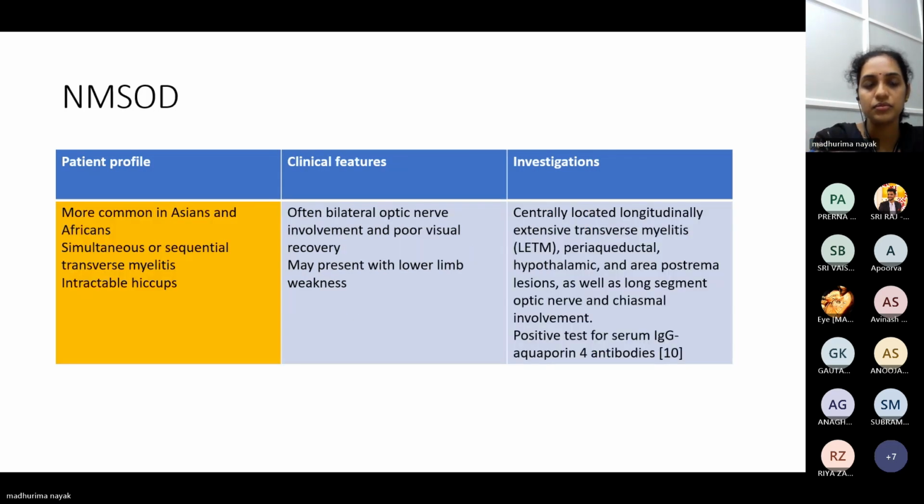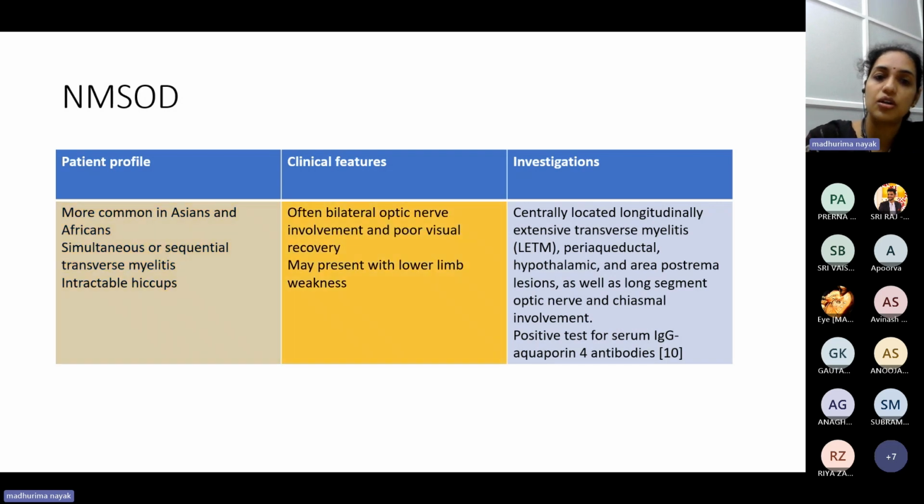The next group of disorders is neuromyelitis optica spectrum disorders, more common in Indians, Asians, Africans. There is usually a sequential or simultaneous affection of the spinal cord in the form of transverse myelitis. If the area postrema is involved, you can have intractable hiccups.